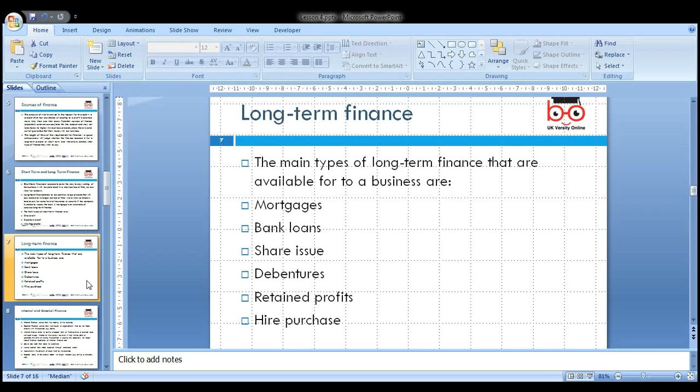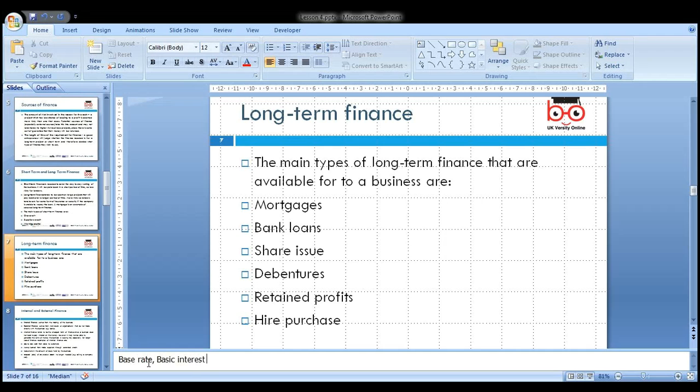So always we need to focus on short-term and long-run finances. We can divide them into short-term requirement and long-term requirement for the business, so we understand better. The main types of long-term finance available for the business are mortgages, bank loans, share issues, debentures, retained profit, and hire purchase. So these are the long-term sources of finance. A bank loan can be 3 to 5 years. So think about a loan. Does anybody know what the base rate is?